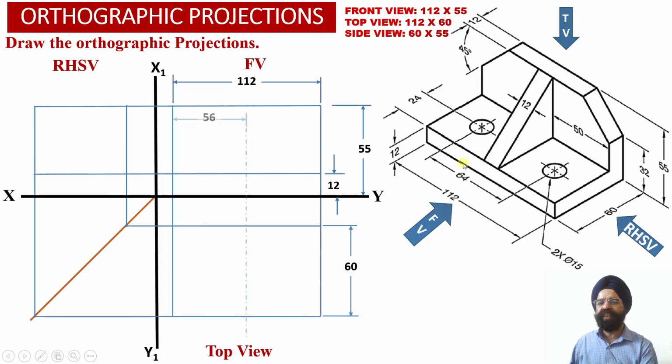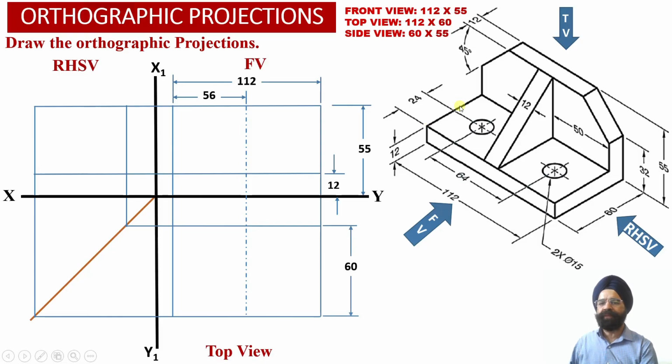Another thing we know is that there is an inclined triangular web which lies at the center of the solid. This is our element number 3, and it is located centrally along the width of this particular solid. We know that the width of the solid is 112 millimeter. So the center line corresponding to this width in the front view is at a distance of 56 millimeter from the left hand side face of the solid. So this is the left hand side face of the solid over here.